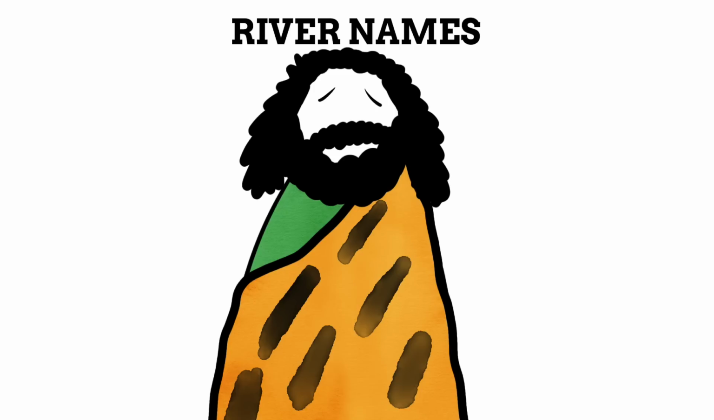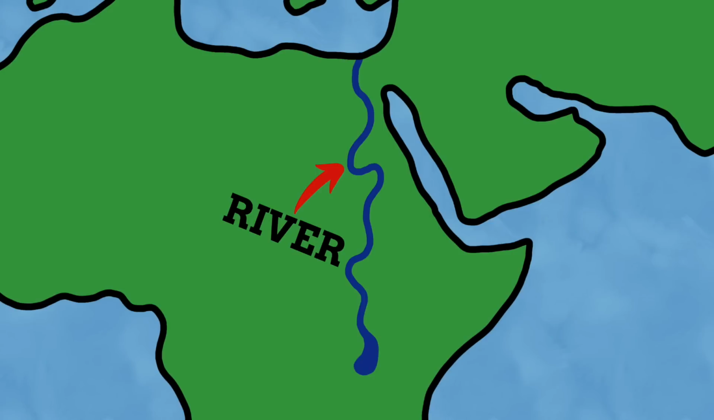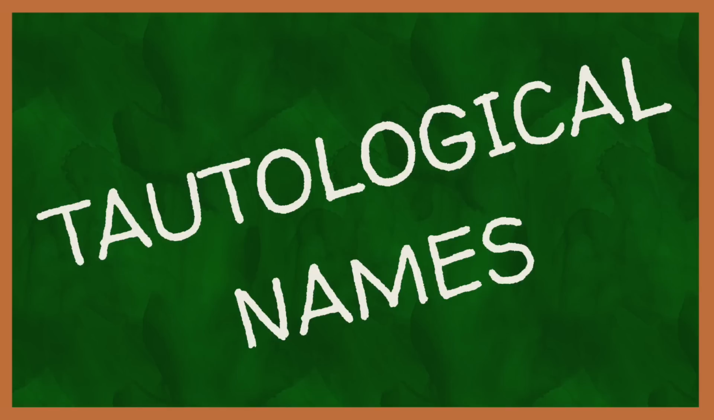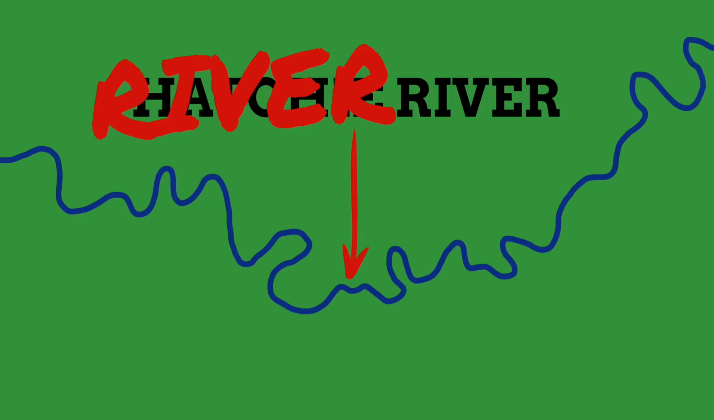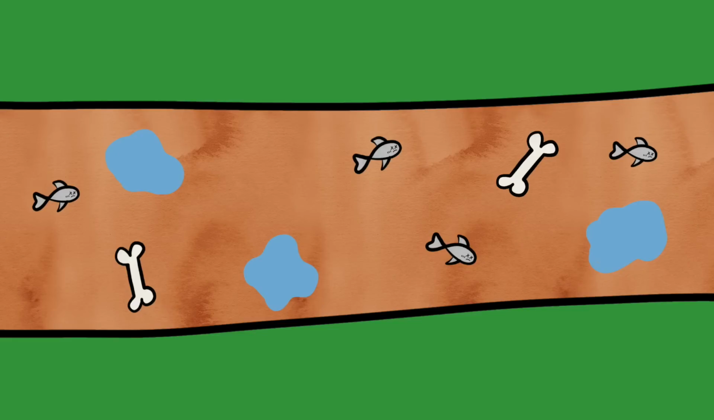This is applicable to many rivers even outside of the UK. For example, the name of the Nile in the ancient Egyptian language just meant river, as it was the only river that concerned them. Many rivers today have tautological names, meaning their names consist of the same word twice but in different languages. Take the Hatchie River in the USA. Hatchie is simply the Muscogee word for river. So Hatchie River simply means river. Rivers can often have pretty dry names, which is ironic considering how wet rivers are.